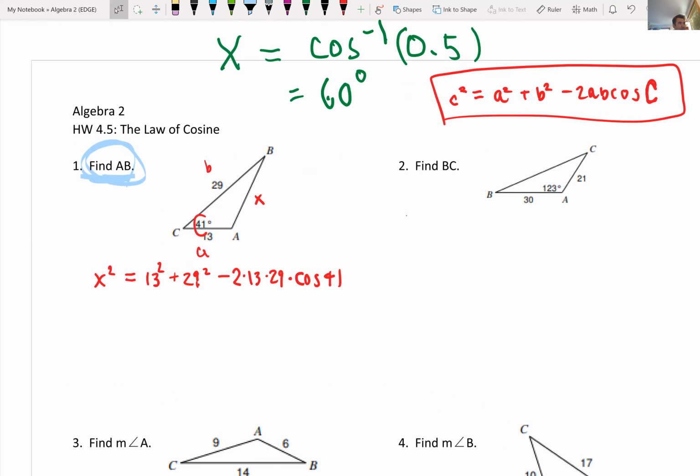Okay. Now, what do? Well, you basically need to rely on the calculator. Let's do this. Okay. Now, what do you guys get?